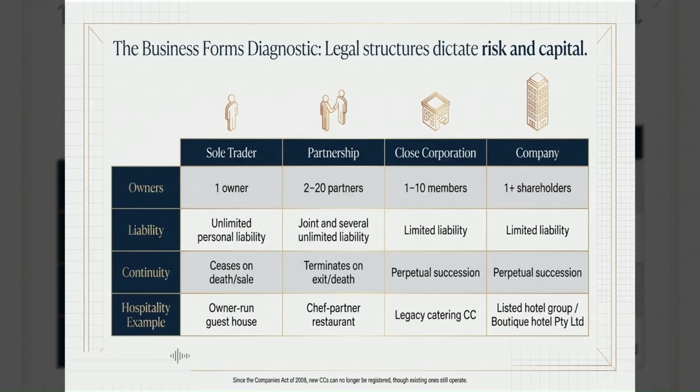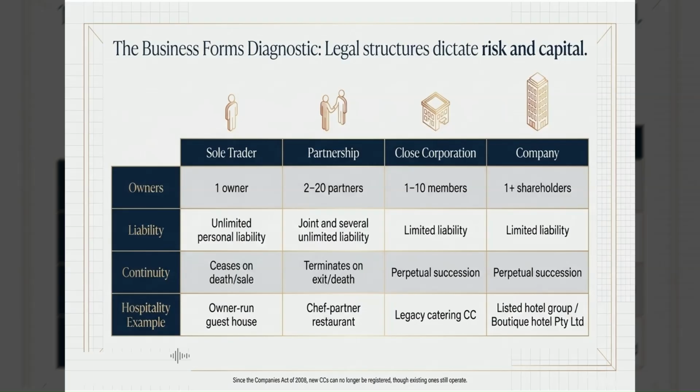Second, the partnership: a legal relationship between 2 and 20 people carrying on business together for profit. Two chefs opening a restaurant, that's a partnership. New partners bring additional capital, new ideas, and specialization. One runs the kitchen, another runs front of house and finance. But look at the liability row again.